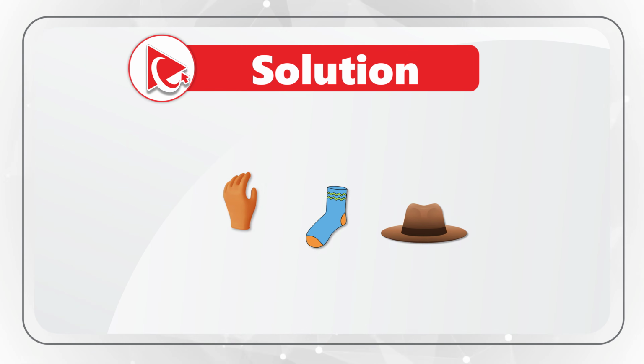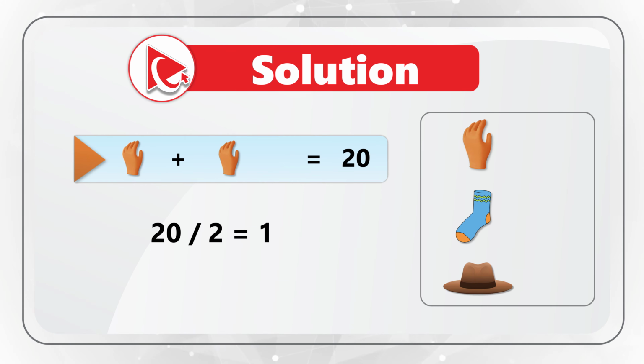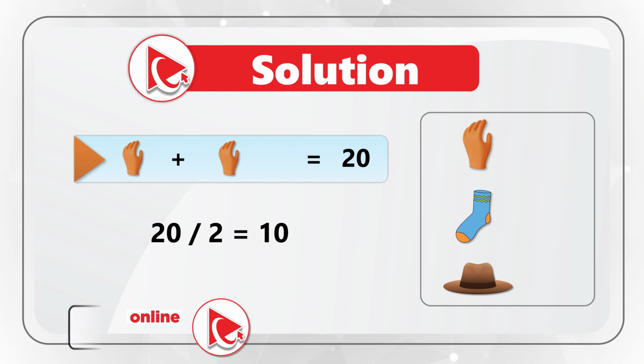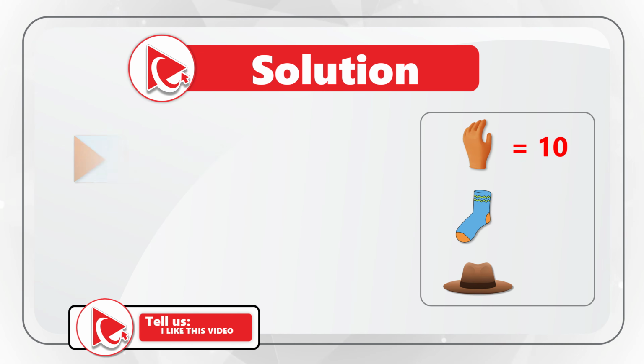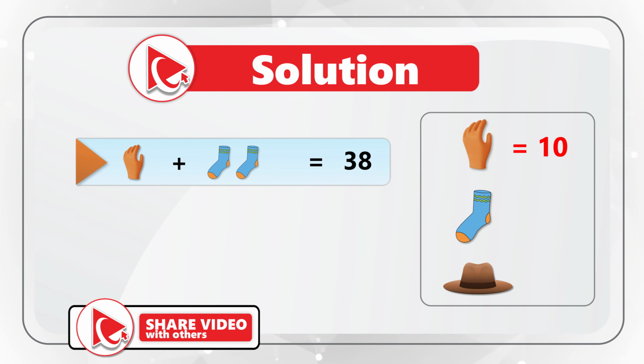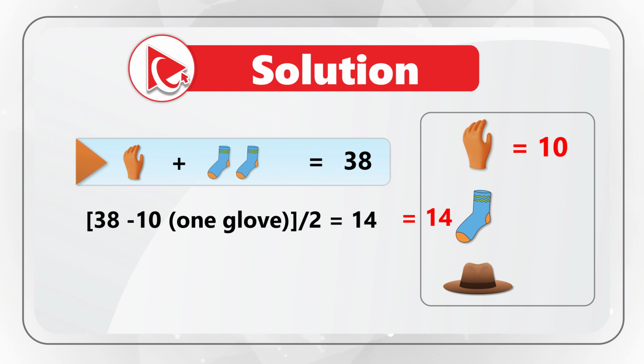Let's look at each expression in more detail. Since 2 gloves equals 20, 1 glove is equal to 10, because 20 divided by 2 equals 10. Let's go to the second expression. 1 glove and 2 socks equals 38. Let's do the math to calculate the value of the sock. 38 minus 10, which is the calculated value for 1 glove, and then divided by 2 equals 14, which means that the numerical value associated with 1 sock is 14.